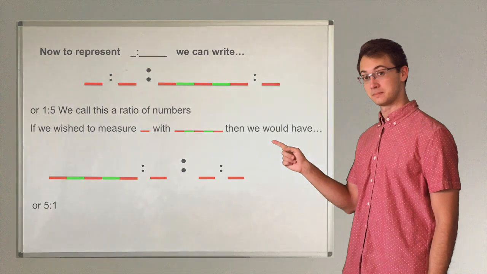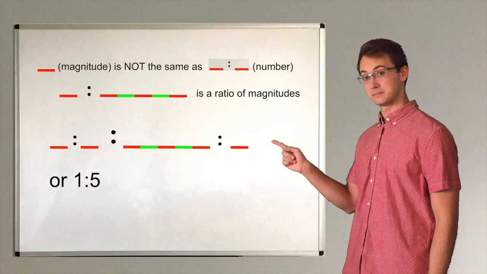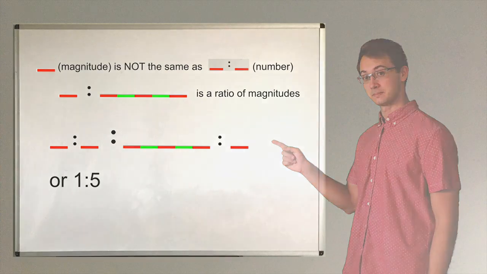As you can see, provided both the antecedents and consequents are composed of the same unit, we now have a way to represent any number that is represented by ratios, and this is how rational numbers are derived. Note that a magnitude is not the same as a number. This ratio, or 1:5, is a ratio of numbers, hence a rational number. There are no other numbers.